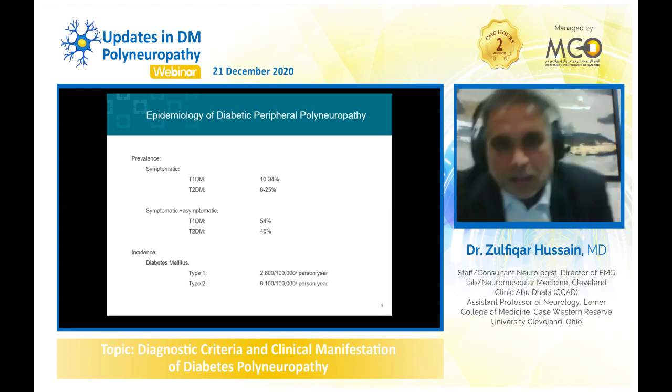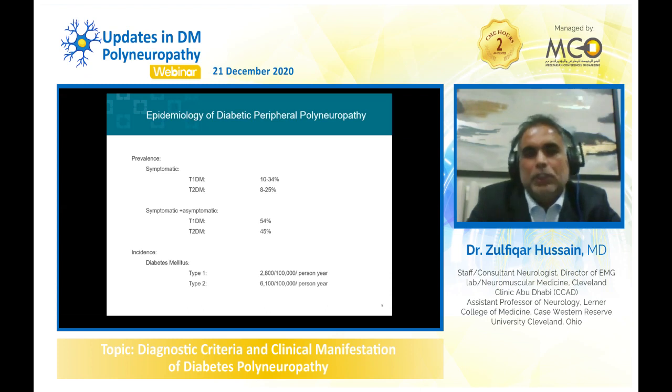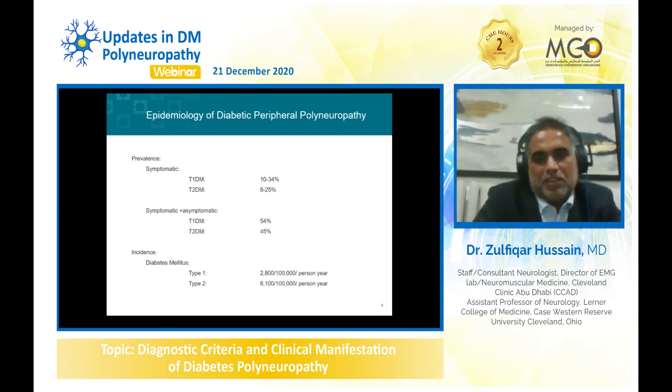One is about 10 to 34%, and type 2 is 8 to 25%. If we include symptomatic and asymptomatic, then in type 1 it goes to about 55%, and in type 2 it's about 45%. If we take an incidence, you can see the numbers here: in type 1 it is 2,800 per 100,000 person years, and in type 2 it is 6,100 per 100,000 person years.